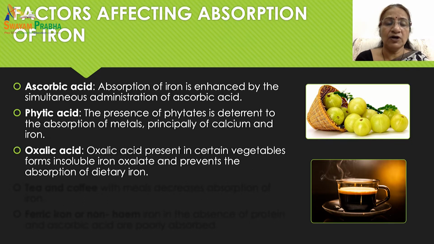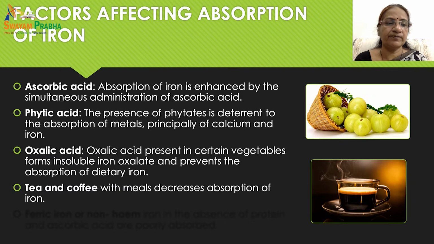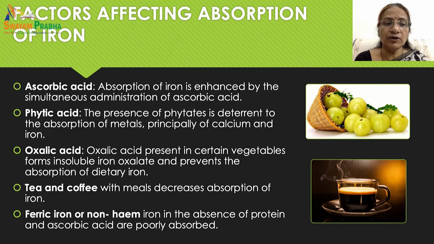Now, oxalic acid. Oxalic acid present in certain vegetables forms insoluble iron oxalate and prevents the absorption of dietary iron. Examples of oxalic acid containing foods are spinach, beets and sweet potatoes. Then tea and coffee. Tea and coffee with meals decreases absorption of iron. Now, ferric iron or non-heme iron in the absence of protein and ascorbic acid are poorly absorbed.